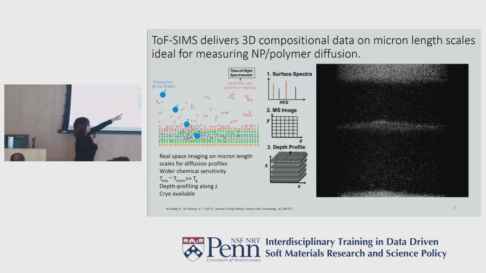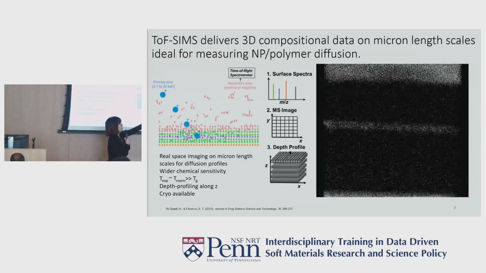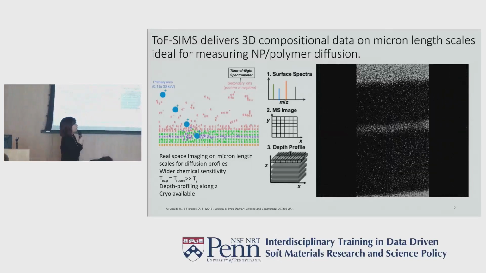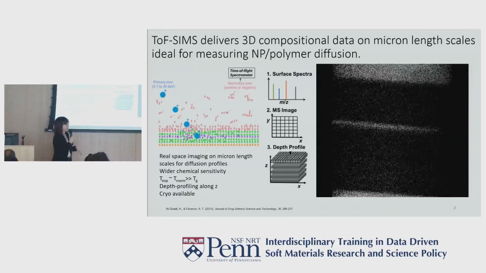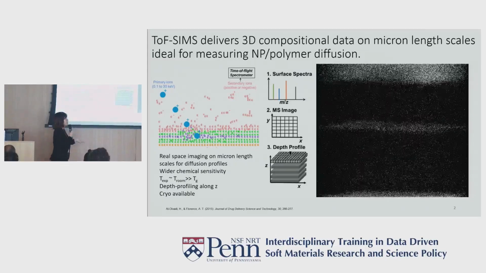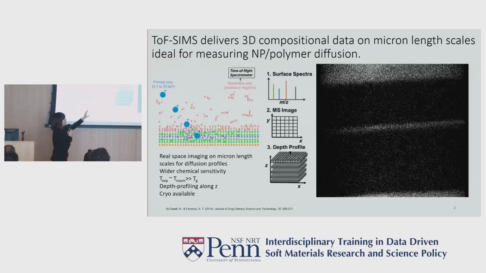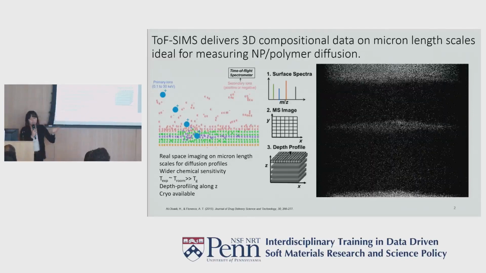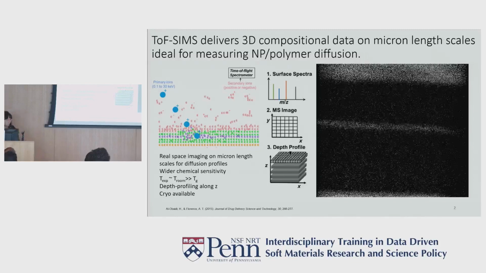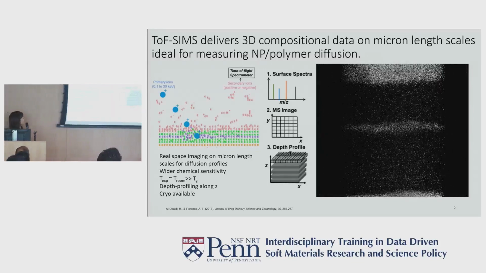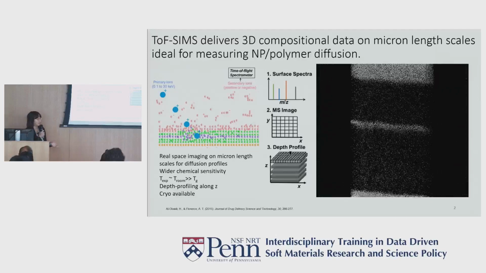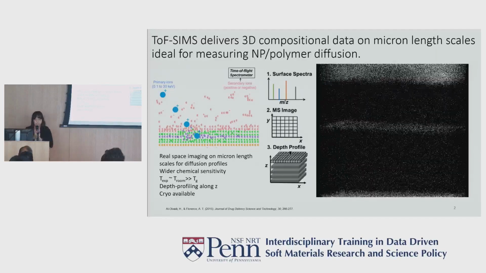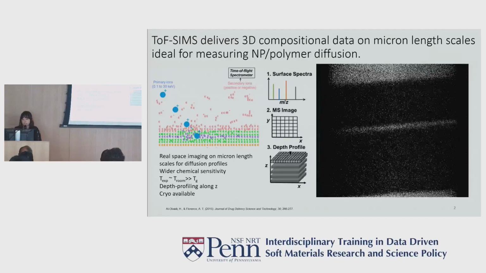So this is what an example of this data looks like if you make it into a 3D image. What I do is basically I have a polymer nanocomposite film in the center, and I'm studying nanoparticle diffusion in this case. And what you do with the 3D data is see where the particles go after you anneal it. So time-of-flight SIMS has a lot of advantages. You have real space imaging compared to a lot of other techniques. You have wider chemical sensitivity, and you have depth profiling. I'm also trying to learn cryo soon.